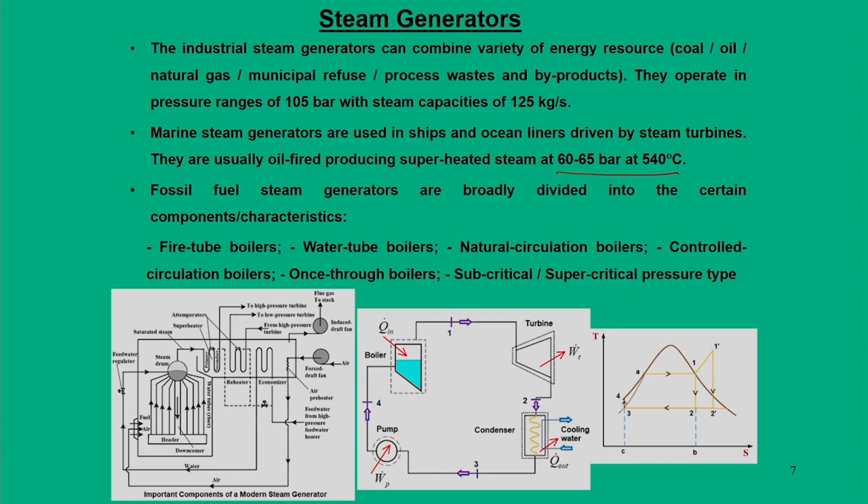Now, we will move on to mainly the fossil fuel type generators, and they are essentially divided into the following categories: fire tube boiler, water tube boiler, natural circulation boiler, controlled circulation boiler, once through boiler, subcritical and supercritical type boiler. Essentially, the two broad ones are water tube type and once through type. Out of these two, they can be either natural circulation or controlled circulation. They can also be subcritical, but a once through boiler has to be supercritical. But the fire tube boiler is a very old concept. Initially, when the steam generation process started, they started with the fire tube boiler.